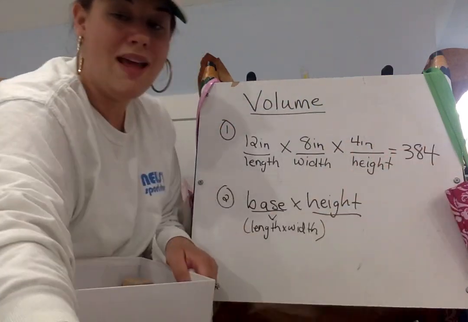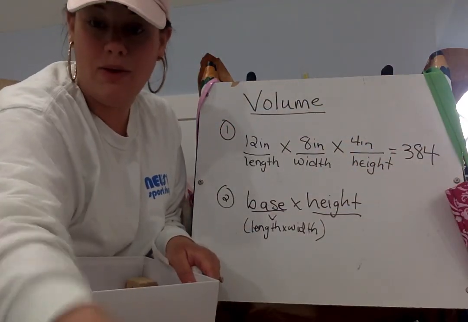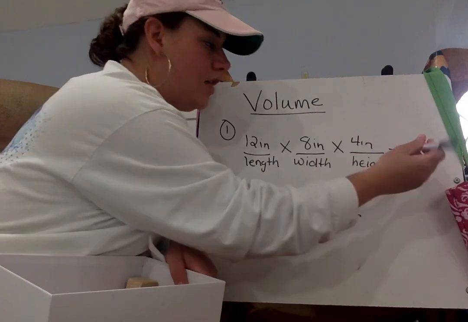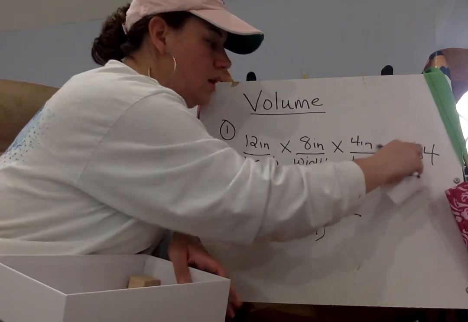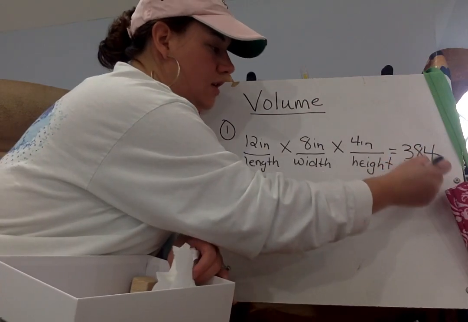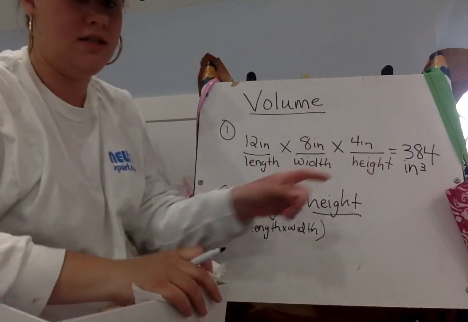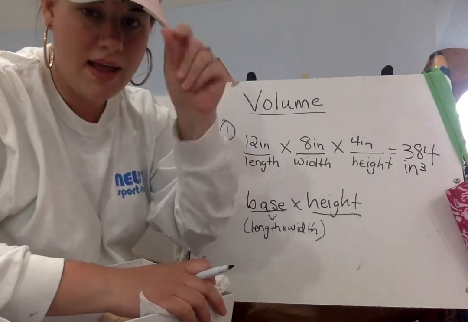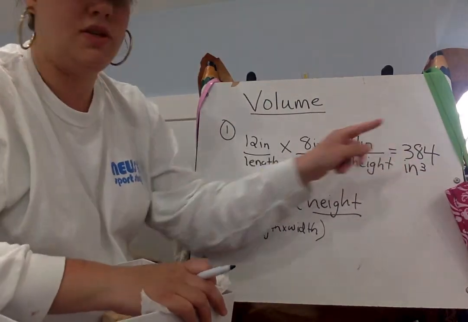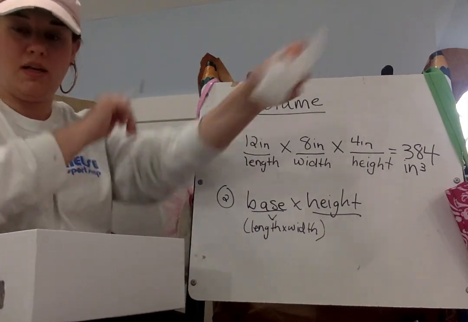So we need to write that in a way that expresses that we mean these cubes. So we would write 384, we would say inches cubed or cubic inches. So you would write inches to the 3rd power. Remember how we write that exponent 3 up to the top just a little bit? That's cubic units.